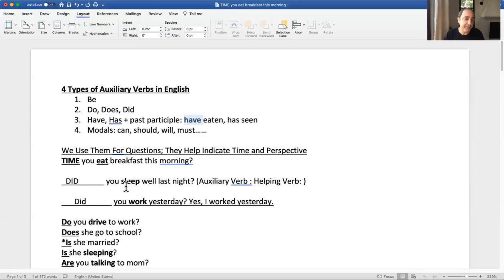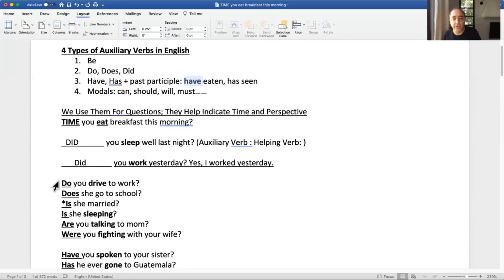Okay. You've heard about simple present. You've heard about present continuous. Now you have to start thinking, English sometimes is simple and sometimes is progressive, but it's much more common to be simple. Don't think of it as simple, easy. Think of it as the most common verb form in English. Did you work yesterday? Again, we use auxiliaries for questions. Yes, I worked yesterday.